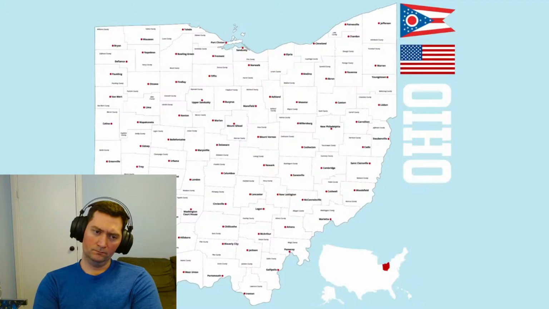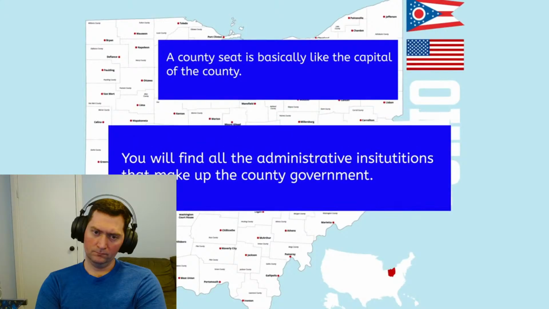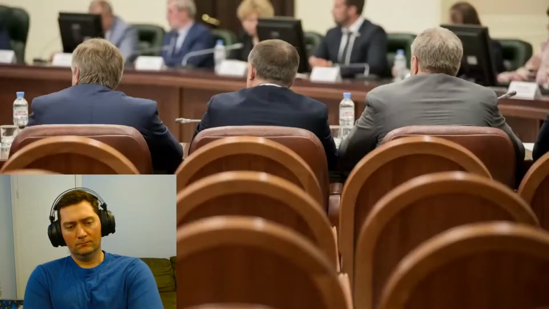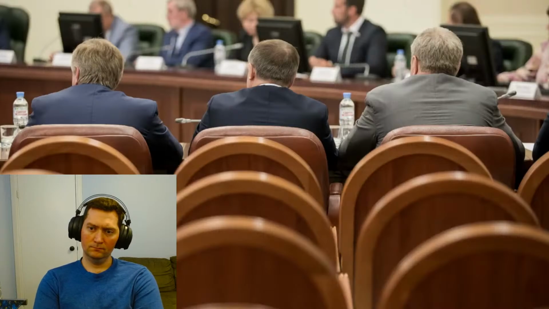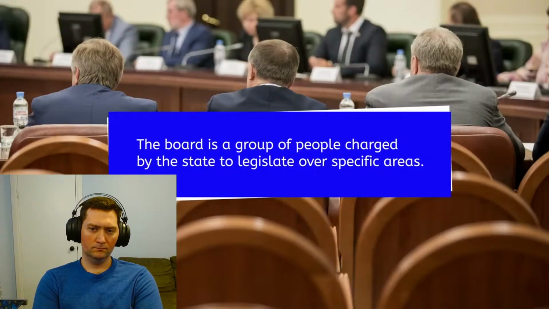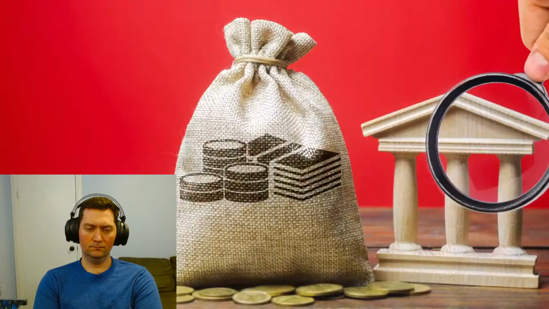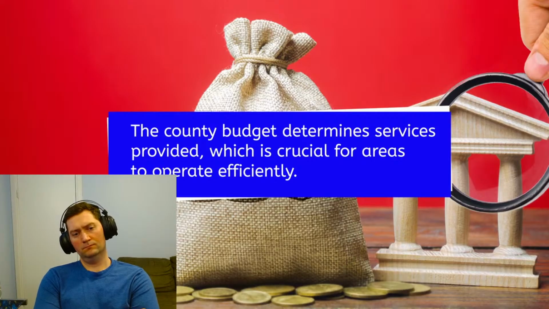Typically, each county has a county seat. A county seat is basically like the capital of the county. In the county seat, you will find all the administrative institutions that make up the county's government. Most counties have something called a county board. The name for these groups isn't always county board, but the group functions pretty much the same across the board despite differences in name. The board is a group of people charged by the state to legislate over specific areas. These areas include taxes, zoning, and the county budget. The county budget determines services provided, which is crucial for areas to operate efficiently.